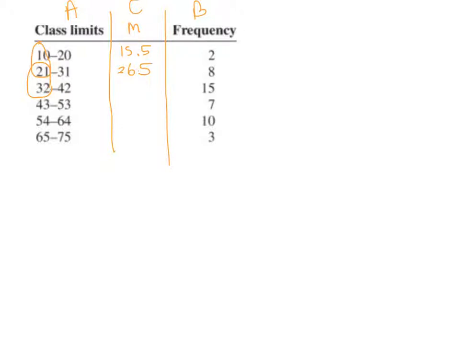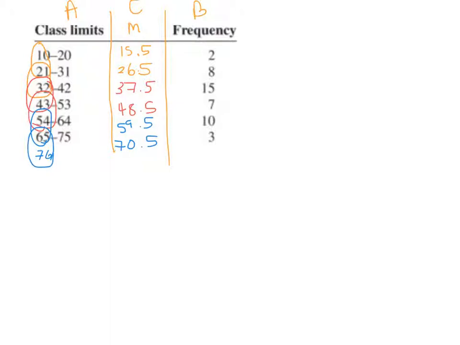Then 32 plus 45 divided by 2 is going to be 37.5. And then 43 plus 54 divided by 2 is going to be 48.5. And then 54 plus 65 divided by 2 is going to be 59.5. And for our last one, the next class would start at 76, so it's 65 plus 76 divided by 2, and it's 70.5. So each one of these now has a midpoint.